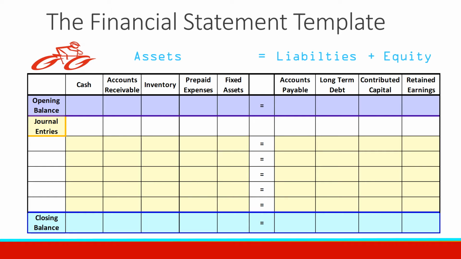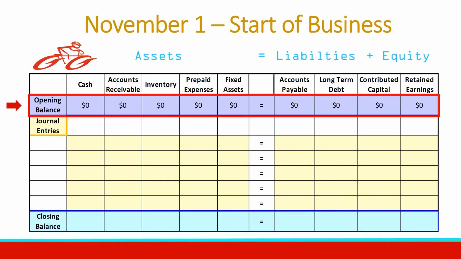We're now going to start working through an example of a brand new firm that's starting in business. We're going to call it Boston Bikes. Boston Bikes starts in business on November 1st. As it's starting in business, its opening balances across the board will be zero. And so we can notice the balance sheet equation starts in balance. Zero assets equals zero liabilities plus zero equity.